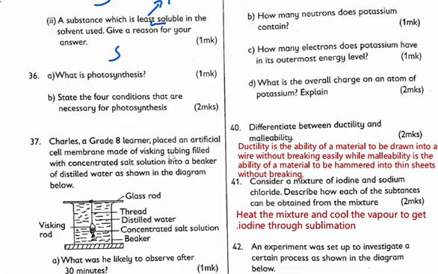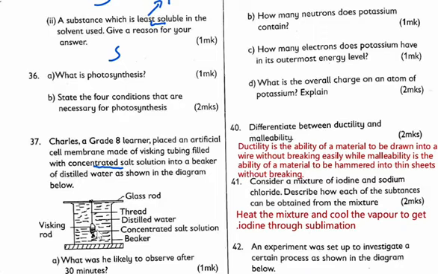Charles, a grade 8 learner, placed an artificial cell membrane made of Visking tubing filled with concentrated salt solution into a beaker of distilled water as shown in the diagram below. You can see here we have the Visking tubing, concentrated salt solution, and then we have this. This is the setup. Part A, what was likely to be observed after 30 minutes?